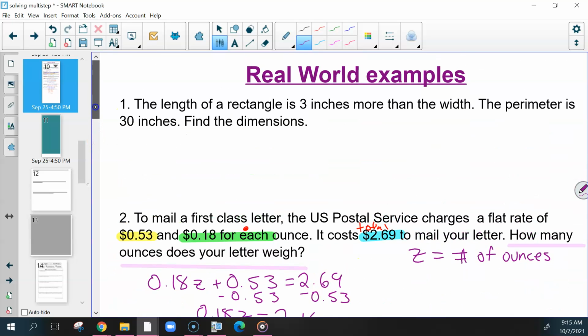Okay. And then the last one we're going to do together is this number 1, and then I'll let you practice some. So this is nice because we don't have to define our variables because it's talking about length and width, so those are our variables, L and W. This one says that the length of a rectangle is 3 inches more than the width, the perimeter is 30 inches, find the dimensions. What's important here? The length is 3 inches more than the width. Anything else important?